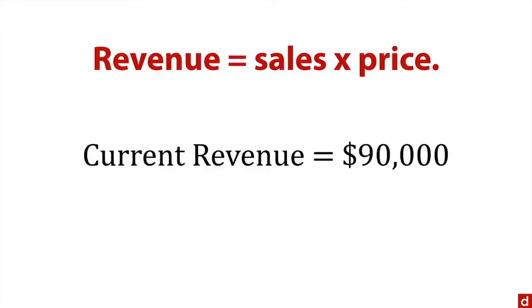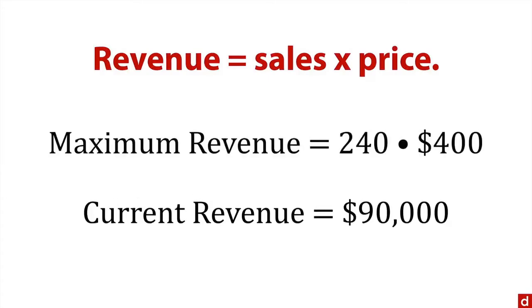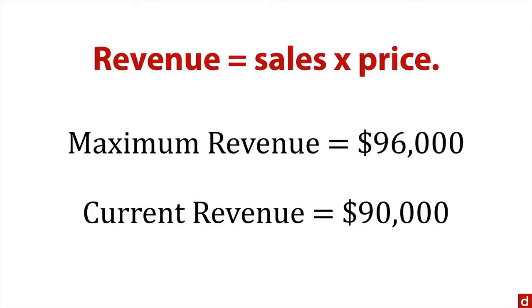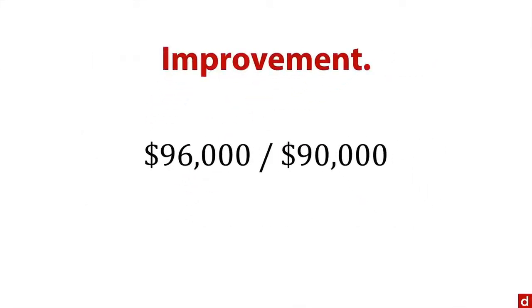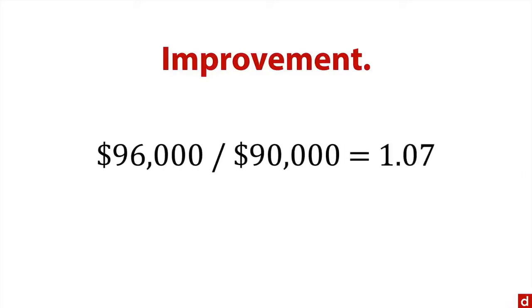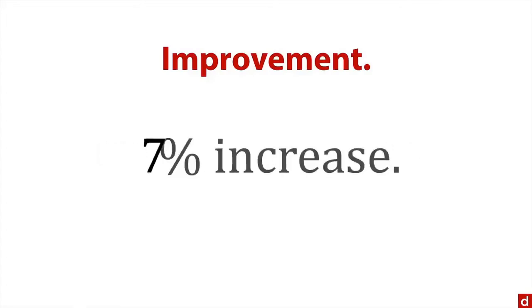I know it sounds really good, but we can do better than that, because the formula for maximum revenue is 240 times 400. When you multiply those, you get 96,000. And so the improvement is just the ratio of those two. 96,000 divided by 90,000 is equal to 1.07. And what that means is a 7% increase. And anybody would be thrilled to get a 7% increase in their business simply by changing the price and increasing the overall revenue. So let's summarize what we found here.